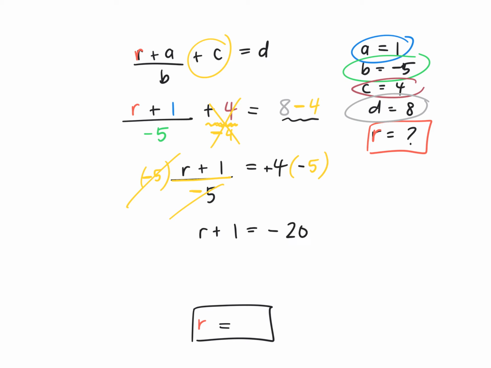Am I done? No. I still have this plus 1. What's the opposite of plus 1? Take away 1. That's how we get rid of it. That leaves us with just the r. What do I have to do on the right side? I have to take away the 1. So what's negative 20 take away 1? Use your calculator if you forget how to add and subtract integers. Negative 20 take away 1 is negative 21, and that is the final answer.